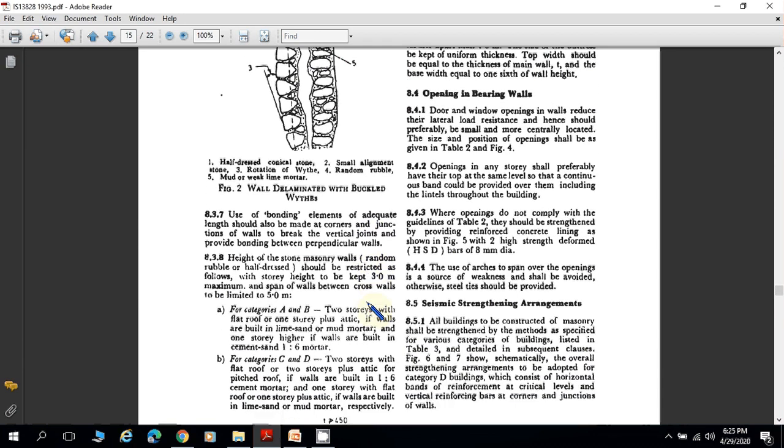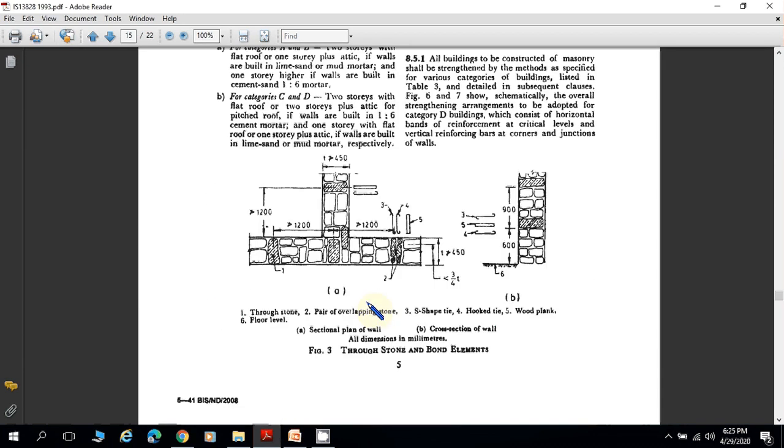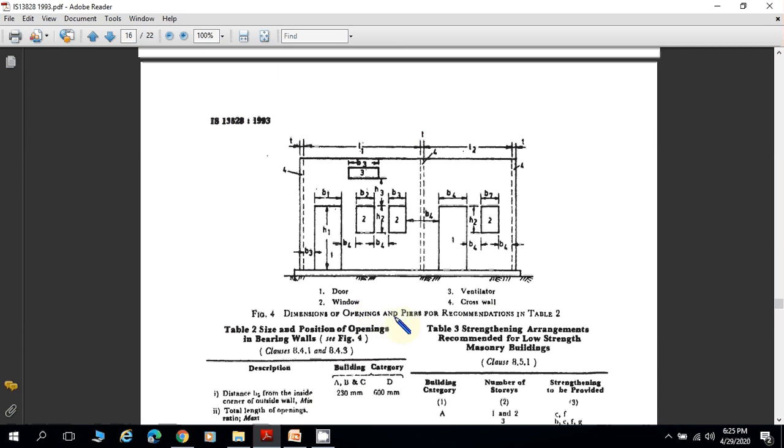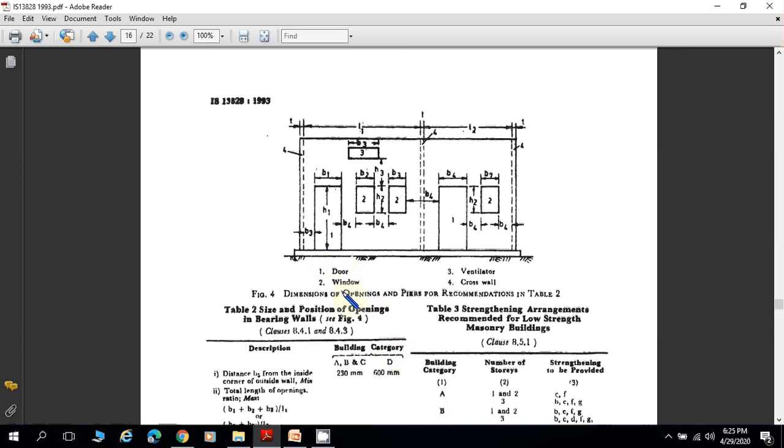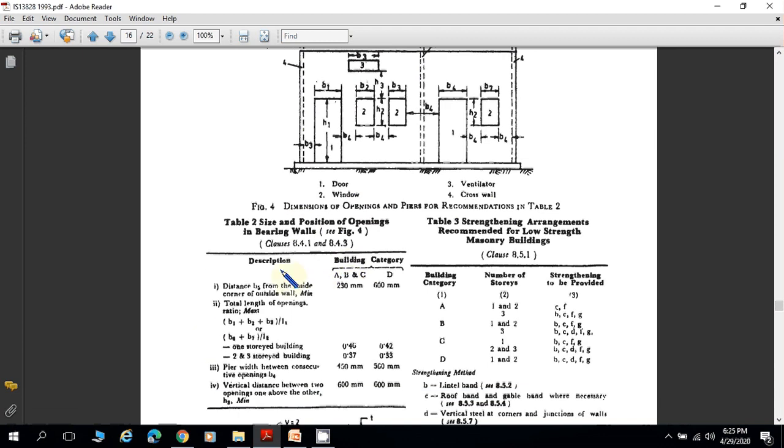What are the provisions for providing openings in a bearing wall? Here are some openings that we have already discussed in our earthen wall, so that should be adopted. If B1, B2, B3 are the doors and windows, then the summation of B1, B2, B3 divided by the length of wall, for building category ABC should be 0.46, and for building category D it should be 0.42 for a single story building, and for 2 and 3 story buildings it is kept to 0.37 and 0.33.